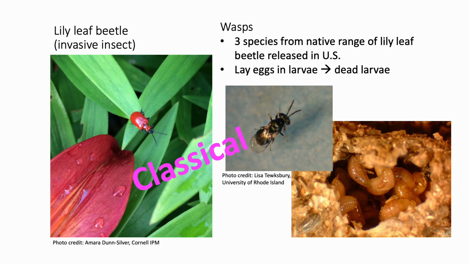This is classical biocontrol. Wasps that prey on the lily leaf beetle and co-evolved with them were released. The wasp populations are building and reducing lily leaf beetle populations.